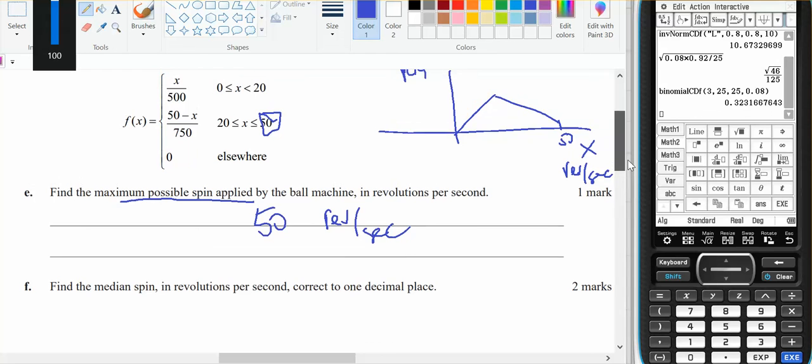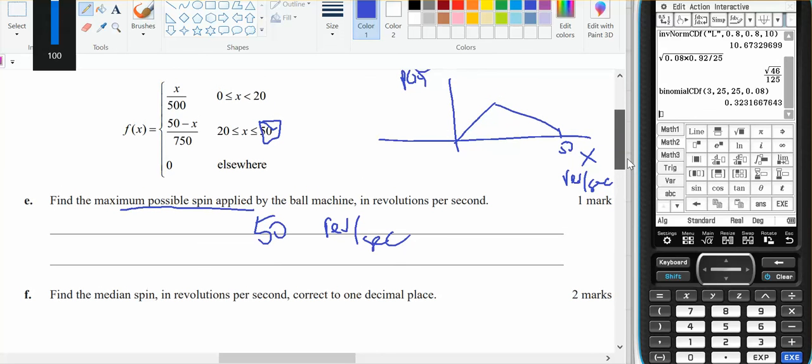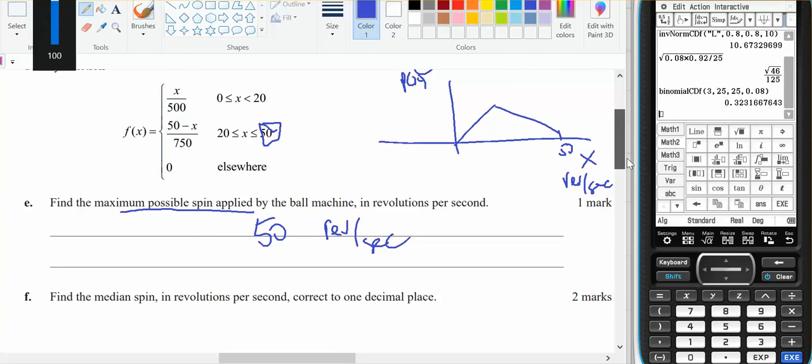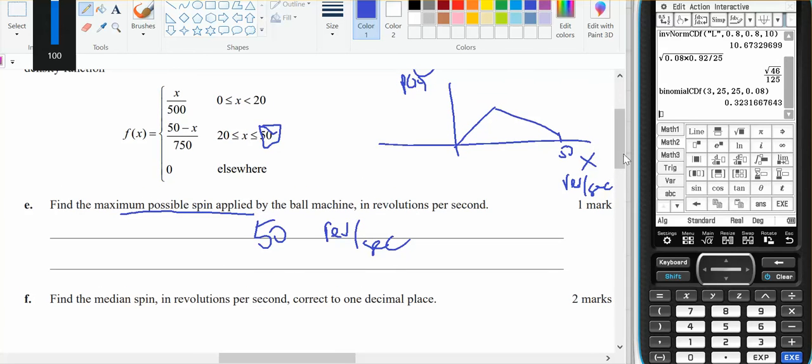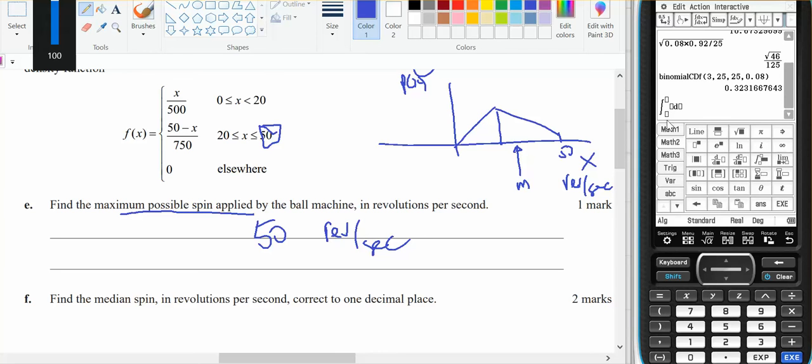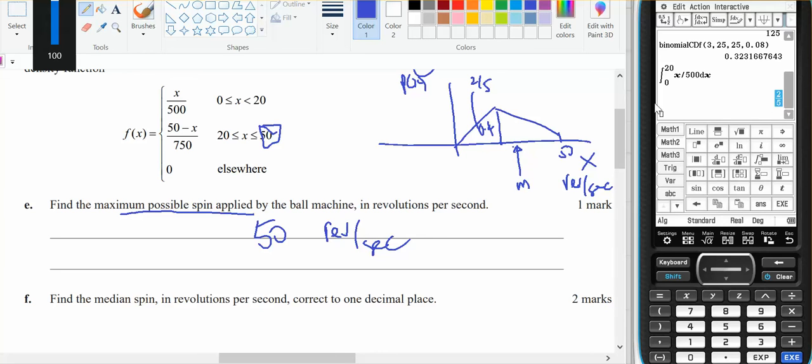Find the median spin. So we're looking for a half. I reckon the median is going to be in there somewhere. Just to double check that, if I take the integral from 0 to 20 of x divided by 500 dx, that gives me an answer of 2/5. So that's 0.4, so the median is going to be over here somewhere.